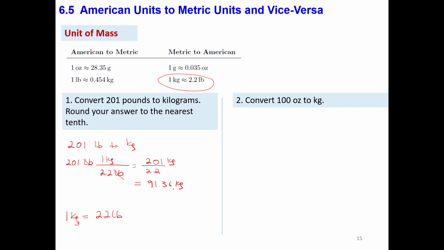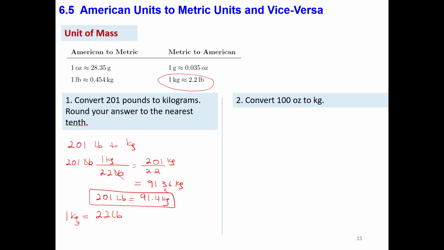Now, if we want to round to the nearest tenth, then we will have 201 pounds equals 91 point, we need to round up, 4 kilograms. And this is the answer.